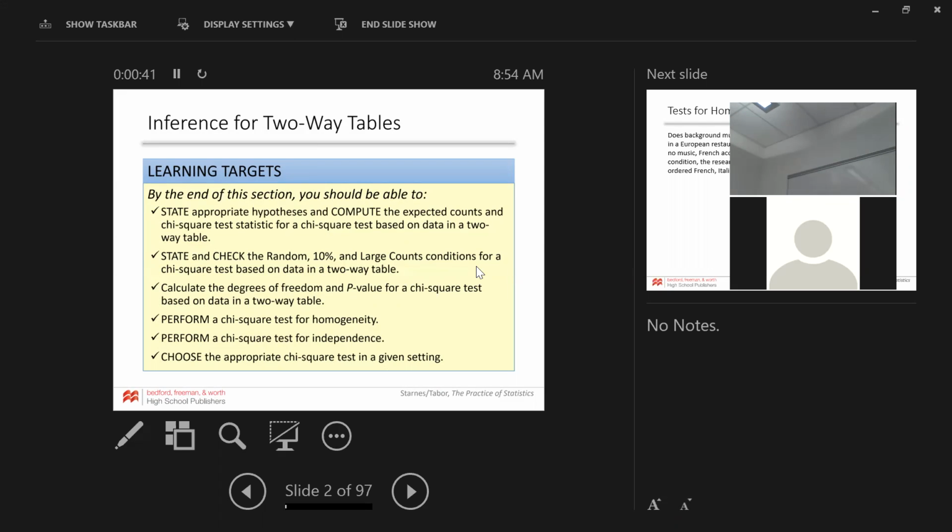So the issue is, if you're not sure, you don't even know what the difference is yet. If you're not sure whether it's a test of homogeneity or a test of independence, don't be specific. Just say chi-square test. Don't put yourself out there and guess. There's a difference, even though the tests are carried out the same way.